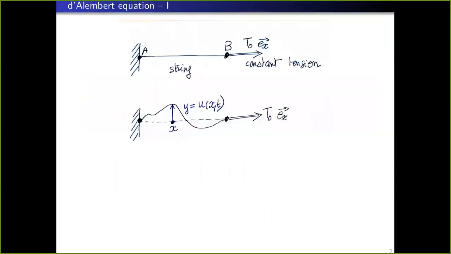So let's first consider the simplest linear equation, D'Alembert's equation, which describes, for instance, the displacement of a deformation of a string. So consider a string between A and B attached at A, and on B, it's subject to a constant tension, T naught Ex. And consider a deformation of this string where the transverse deformation at point X is denoted by U of X and T.